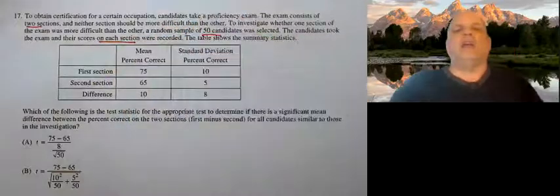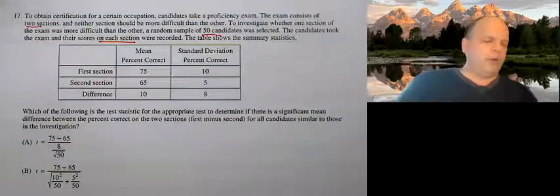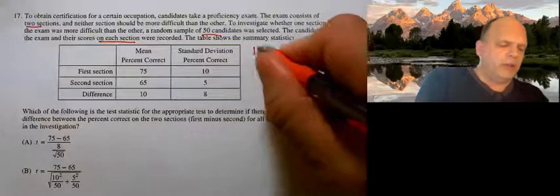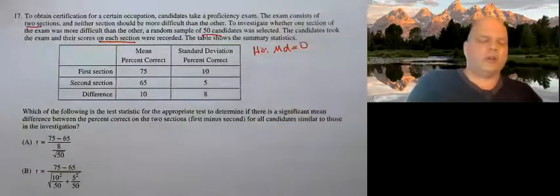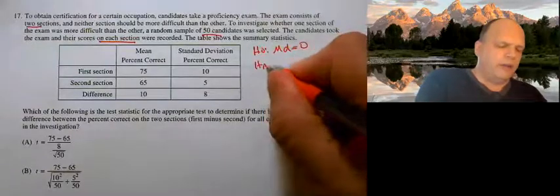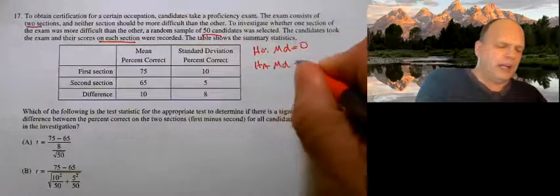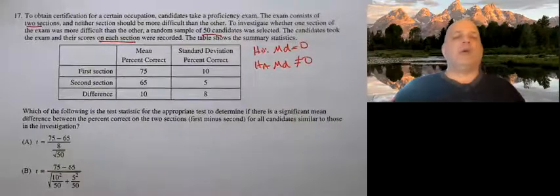So basically, each candidate had both treatments. This tells me that I should be looking for a mu D equal to 0, and the alternative, mu D not equal to 0, because they were tested twice.